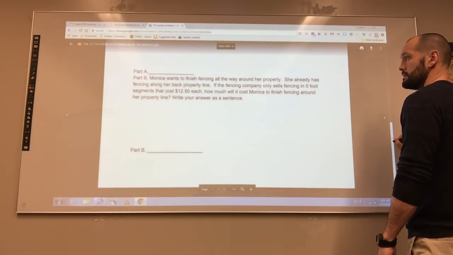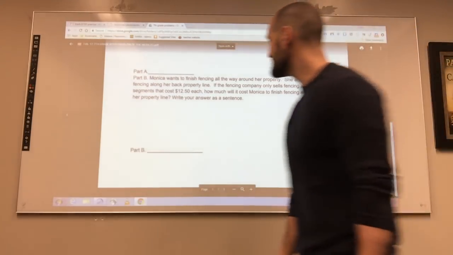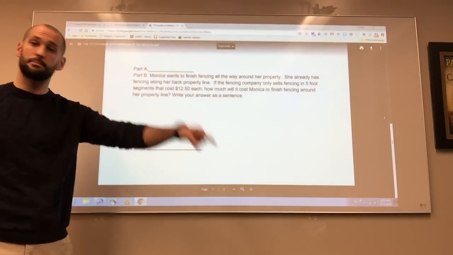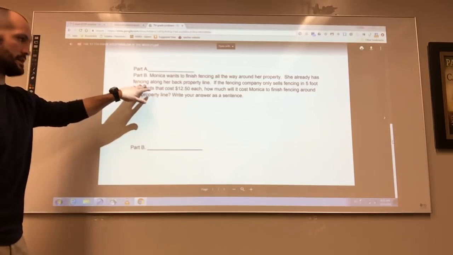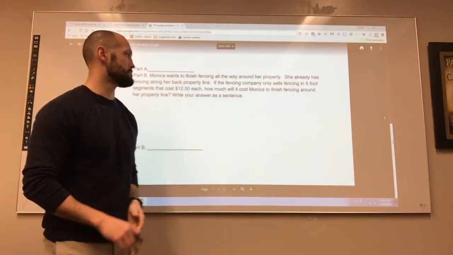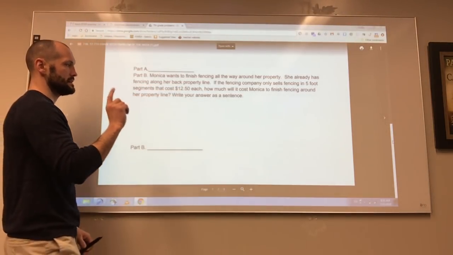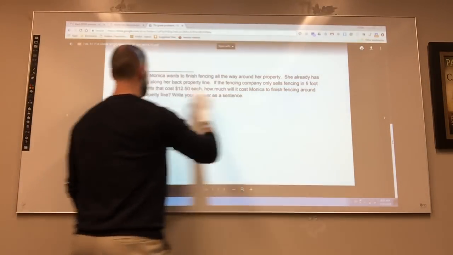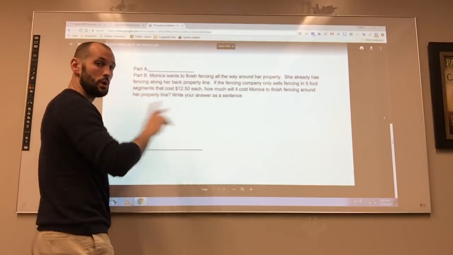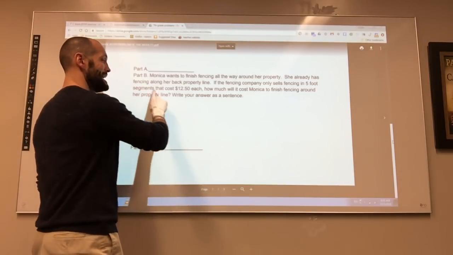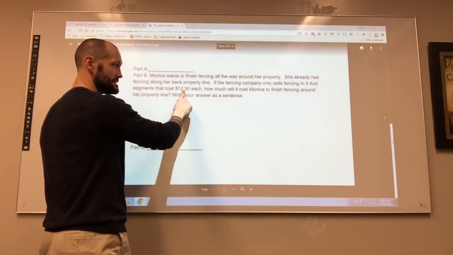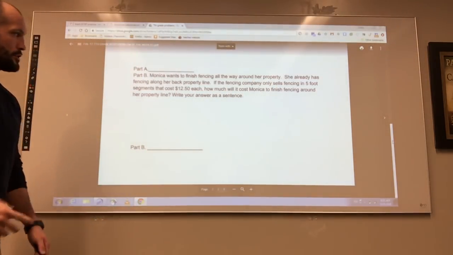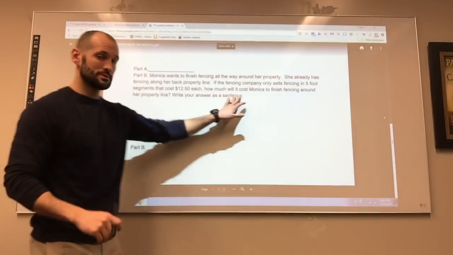Monica wants to finish fencing along all the way around her property. Did you notice that there was a fencing on the back part of the property? I already just stated it. She already has fencing along her back property. Now, here's where we get to the actual money part. If fencing companies only sell fencing in 5-foot segments, that's important, only can buy 5-foot segments, and each of those costs $12.50. How much will it cost Monica to finish fencing around her property line? Write your answer as a sentence.